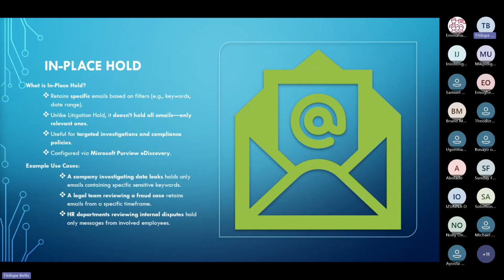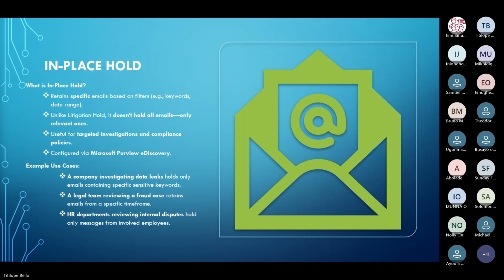While litigation hold will keep all the content, in-place hold allows you to keep just a subset of the content of your mailbox using either keywords or sender. You can define what you want to keep, either from a particular sender, or that contains a particular keyword, or that is from a certain date to a certain date. You want to hold on to those, right?